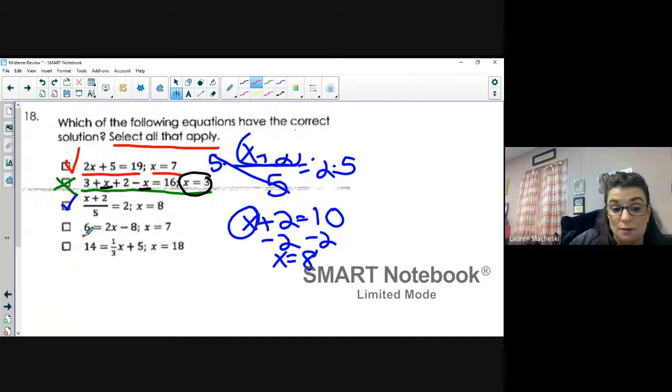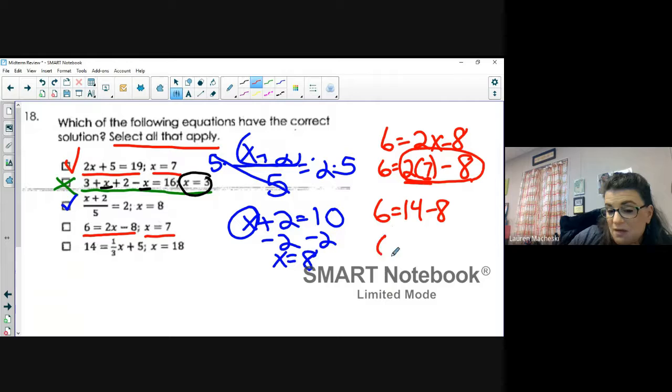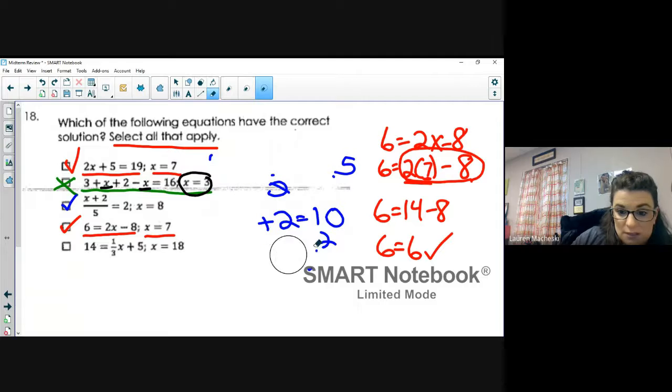I'm going to try the next one. What I'm going to do on the next one is just take what x equals and plug it in. So I'll show you a little bit of both ways, okay? Once I plug in what they think x equals, you could just put this in the calculator. I'm going to do it in my head. So I've got multiplication and subtraction. I would do multiplication first. So 2 times 7 is 14. 14 minus 8, is that 6? Yep, so 6 equals 6. So this is going to work. That's solved correctly.